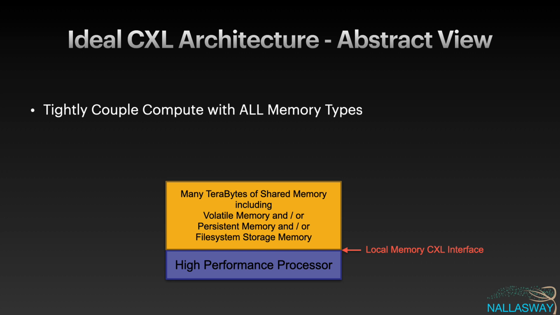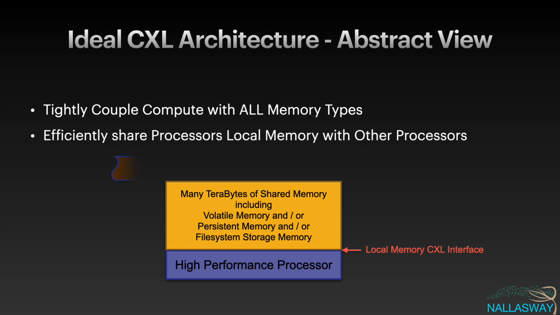Firstly, we want to tightly couple compute with all memory types. You take your high performance processor, all different heterogeneous processors and/or switches, and you want to be able to attach many terabytes of shared memory, ideally as locally as possible. That shared memory can include volatile memory, persistent memory, or even file system storage memory. The key thing here is we would really want a nice local CXL memory interface.